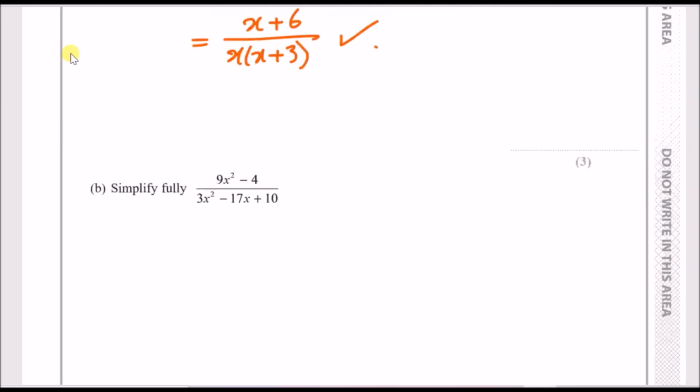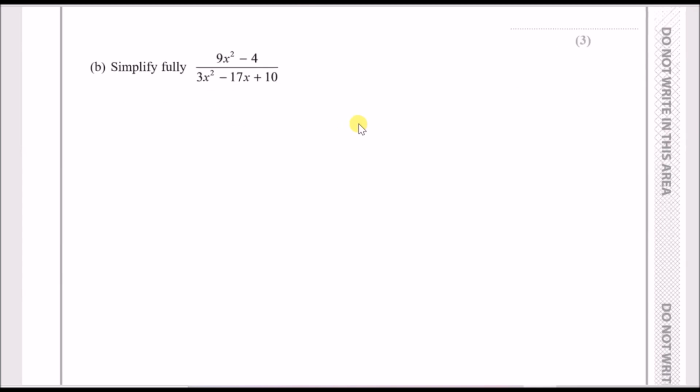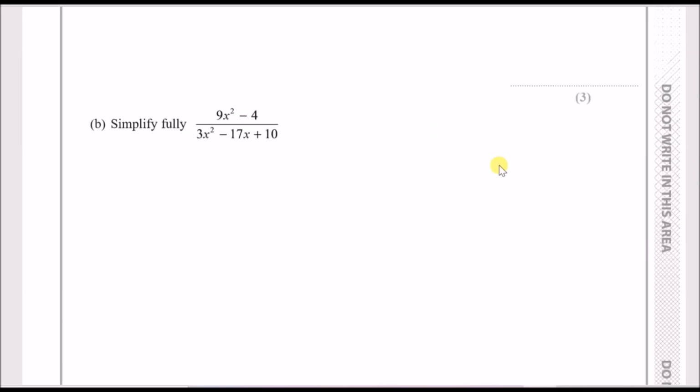Now for part B, simplify fully this kind of weird quadratic. It looks like a difference of 2 squares to me. You've got a square, take away another square, over a regular quadratic with an a value, which is annoyingly a 3. So to do this, first things first, we need to know something called DOTS. When you see a quadratic in this form with no x in the middle, it's likely going to be a difference of 2 squares.